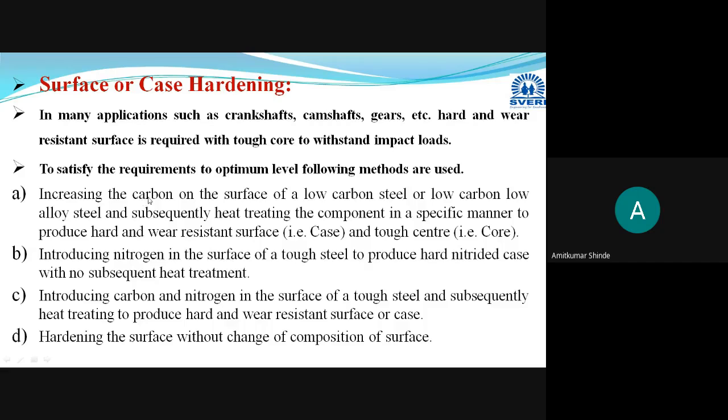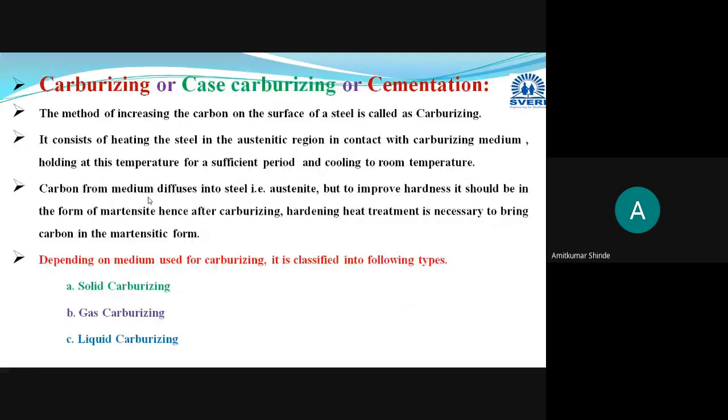Okay, for only carbon, it will be carburizing. Then for introduction of nitrogen, it will be nitriding. And if you are adding both carbon and nitrogen, then that heat treatment process will be termed as carbonitriding. Okay, now we will start with the first type, that is carburizing. This is the first heat treatment process, the carburizing heat treatment process.